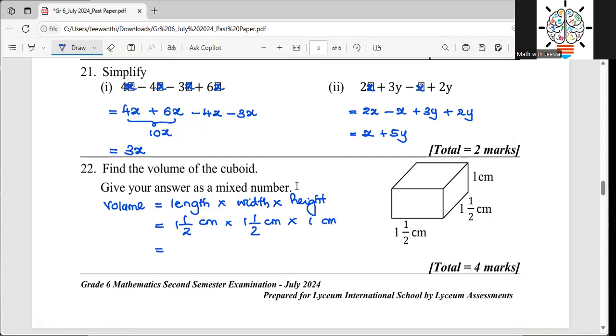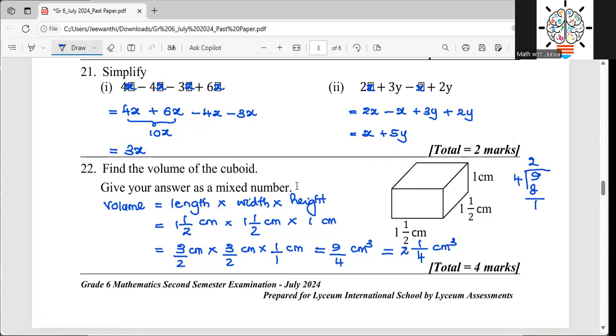1.5 I can write as 3/2 centimeters. Again this one 3/2 centimeters. Here I can write 1/1 centimeter. So then I write all the numerator values, it is 9/4 centimeter cube. Right, so then what I do, 9 divided by 4, 4 times 2, and the remainder 1. Therefore, I just keep the 2, 1/4 cubic centimeter.